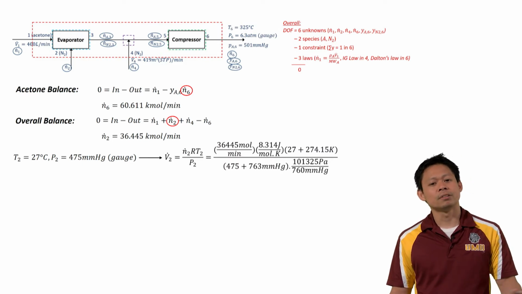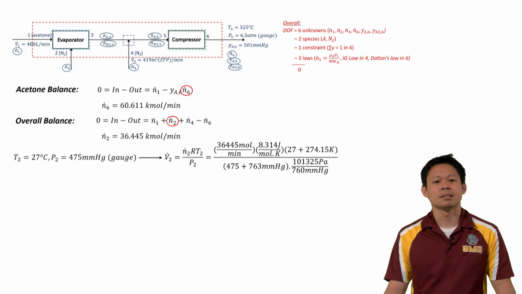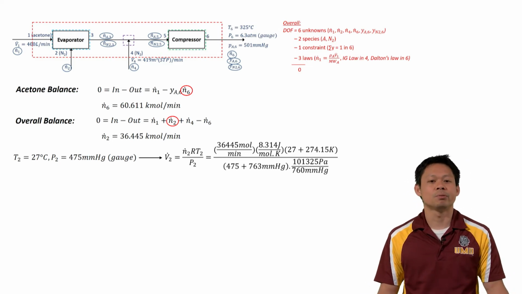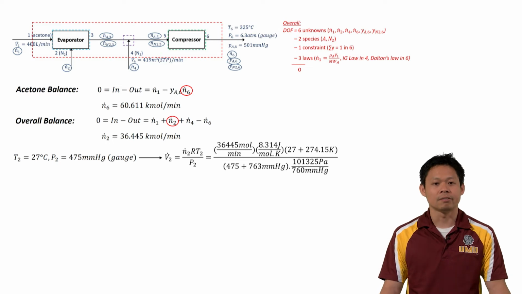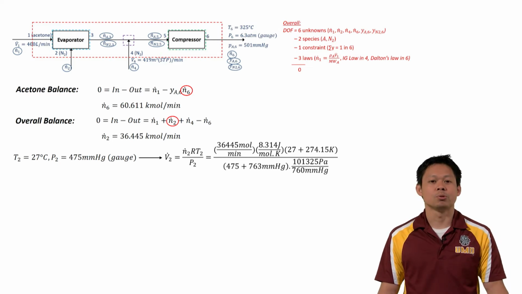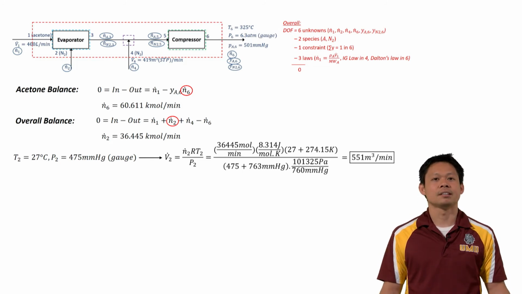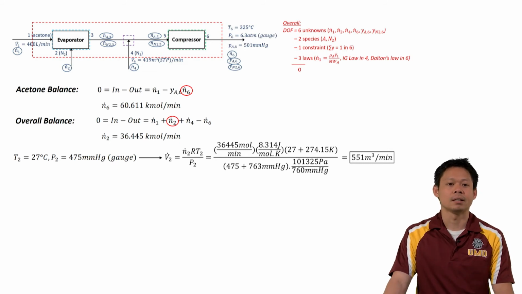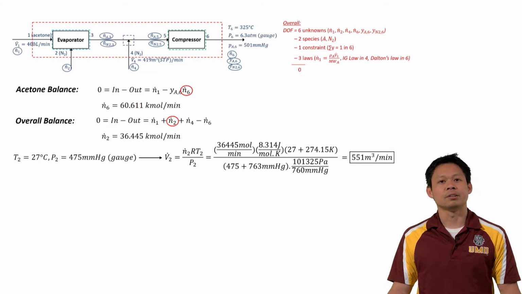In this case, I just converted everything into SI units. So I did it in moles per minute, used 8.314 joules per mole Kelvin for my R, converted my pressure to pascals. And so once that is all done and you put it all in, the SI unit for volume is meters cubed, so we have 551 meters cubed per minute. All right, that's straight up using the ideal gas law.